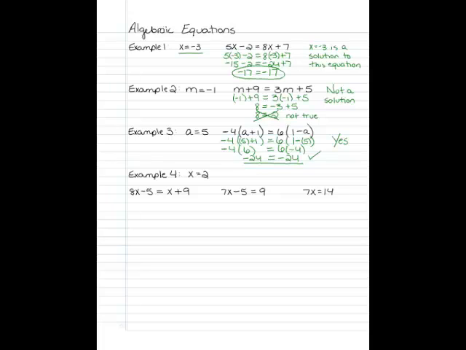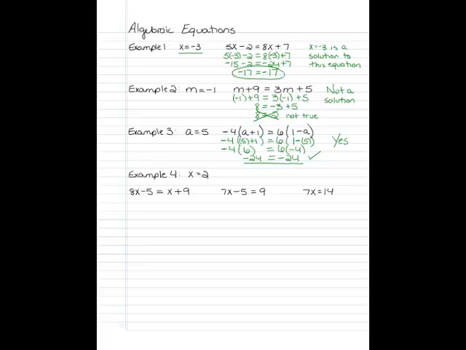Example 4, we are asked to verify that x equals 2 is a solution to the following equations. The idea is, if these are equivalent equations, the same solution will work for all of them. Equivalent equations are 2 or more equations having the same solution. So here in example 4, we're asked if x is equal to 2, is a solution to all of these different equations.